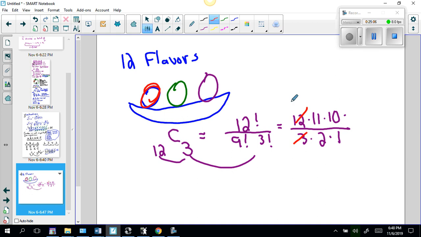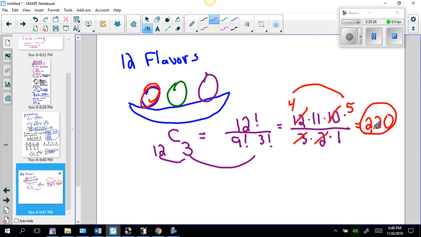But 12 divided by 3 is 4. 10 divided by 2 is 5. 20 times 11, 220 different ways to get 3 scoops of ice cream with 12 flavors.